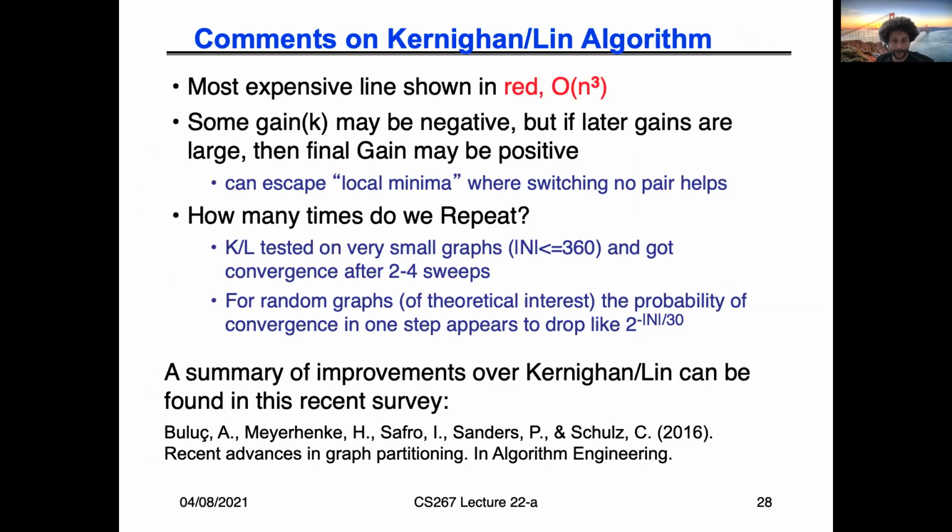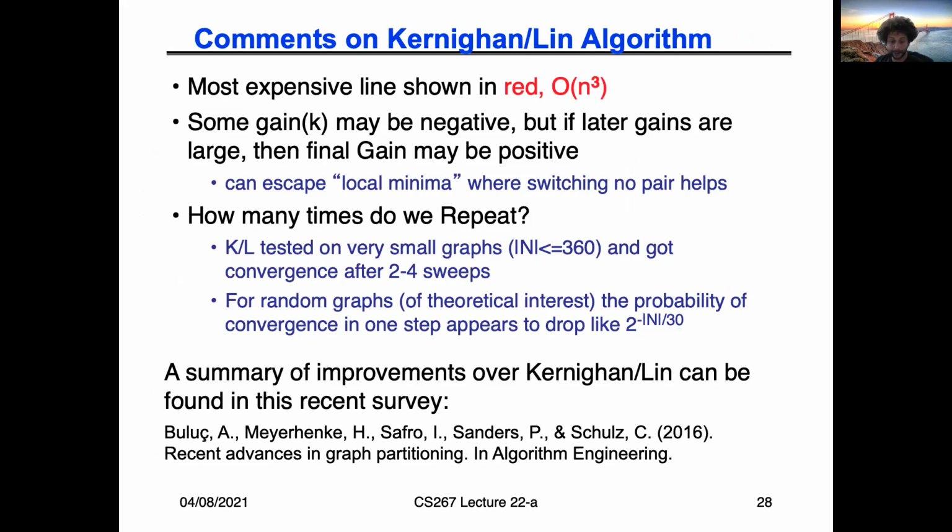It can escape local minima, as we said, and Kernighan and Lin, when they tested this on very small graphs, got convergence after a couple of iterations, 2 to 4. It might not be that good in large graphs. So that's one of the reasons why almost nobody runs the Kernighan-Lin or Fiduccia-Mattheyses heuristic on graphs with millions of vertices.